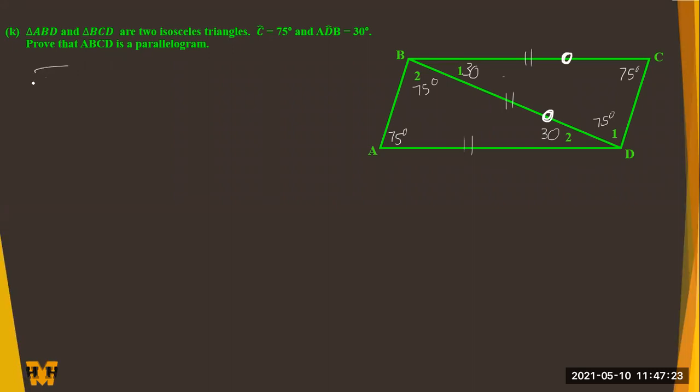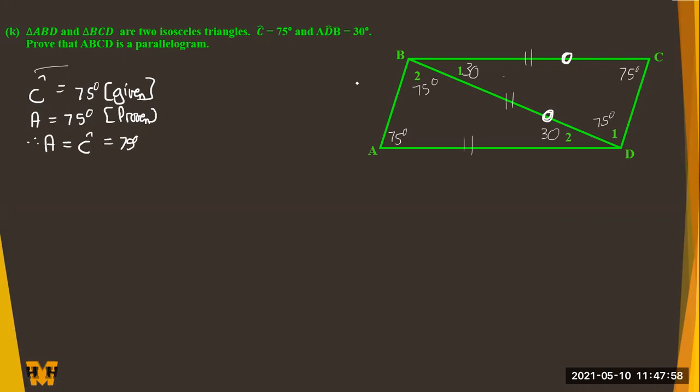Right. So firstly, I'm going to say angle C is 75 degrees, given. Angle A is equal to 75 degrees, proven. So therefore, that one and that one are equal. So therefore, angle A is equal to angle C is equal to 75 degrees.